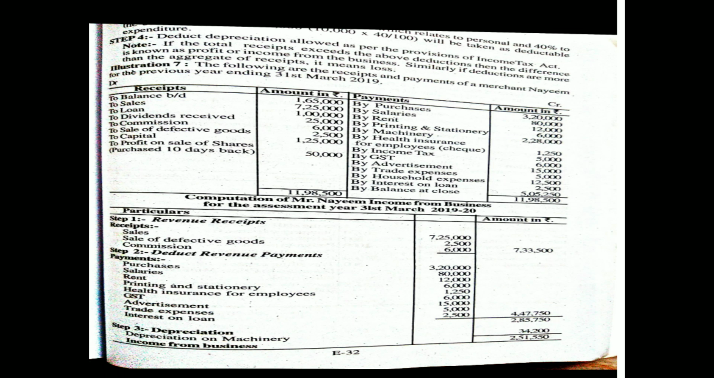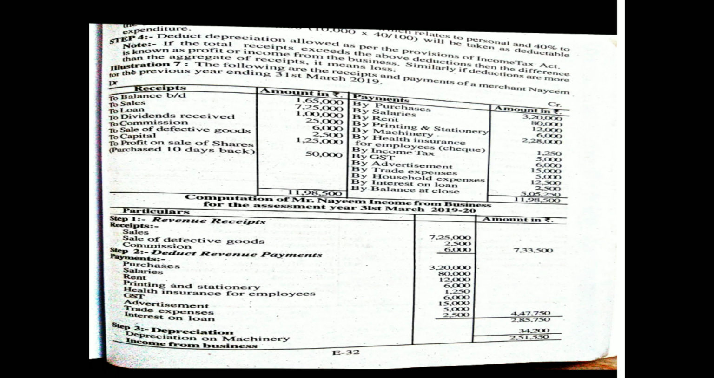It is assumed that the depreciation on machinery is eligible at just 15%. I already told you in yesterday's class. Now depreciation on machinery is 2,28,000 into 15%. That comes to 34,200. It is assumed that the machinery purchased is used for more than 6 months.